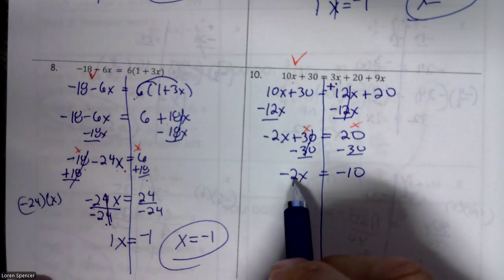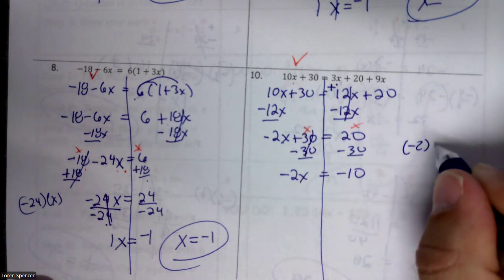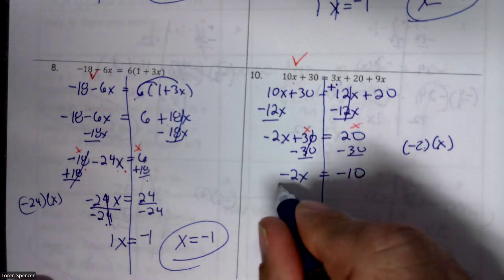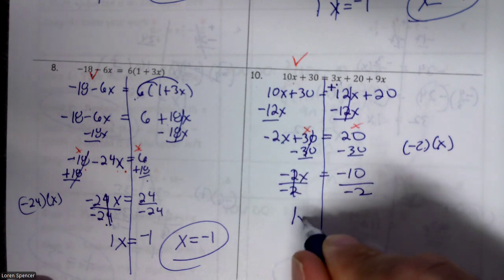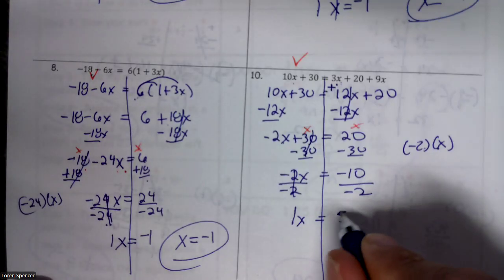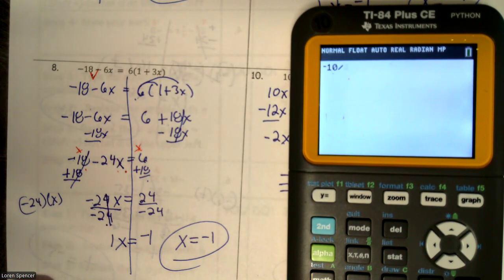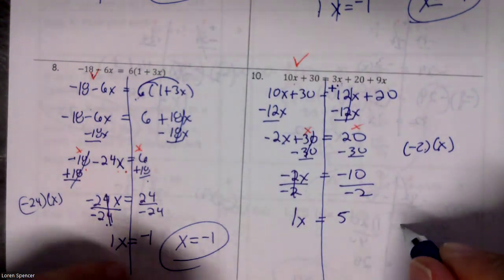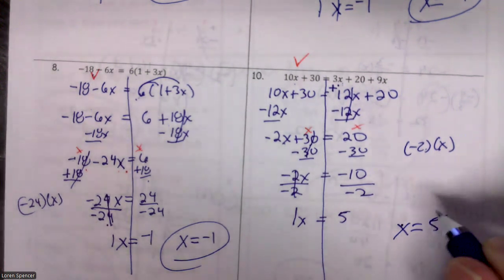All right, I need to get rid of this coefficient. This is like having a negative 2 parenthesis x, which means we're multiplying. So to undo the multiplication, I have to do a division. This becomes 1x. And negative 10 divided by negative 2 is 5. And I'll just do that real quickly on the calculator to show you. Negative 10 divided by negative 2 is 5. So our final answer is x equals 5.